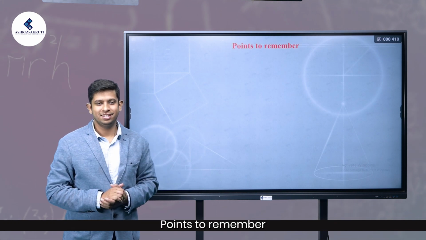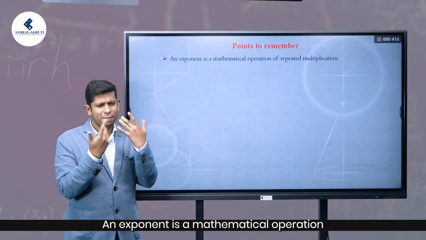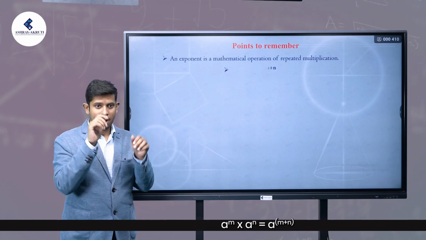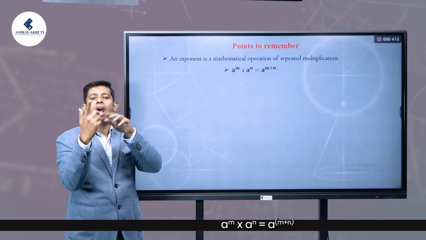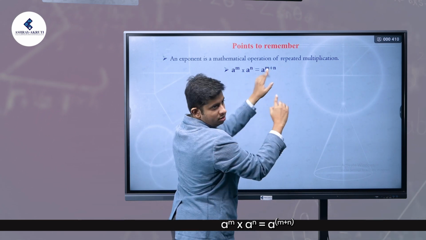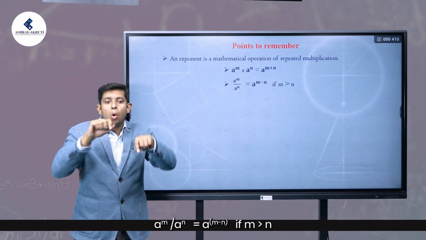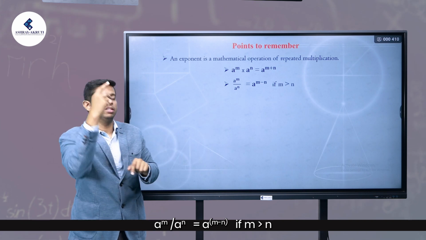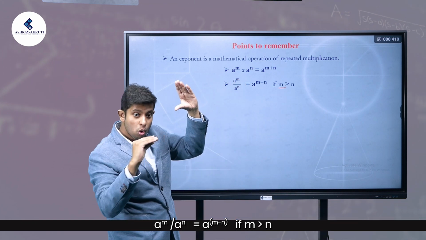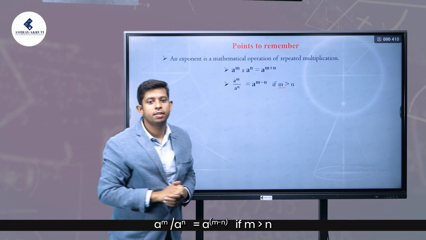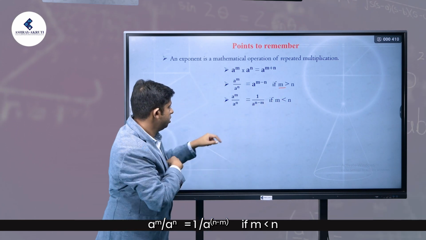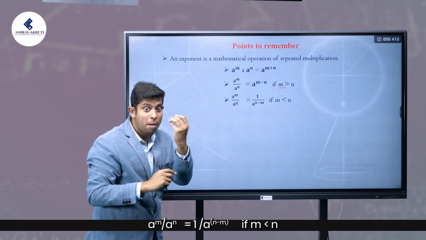Points to remember. An exponent is a mathematical operation of repeated multiplication. a to the power of m into a to the power of n is equal to a to the power of m plus n. a to the power of m by a to the power of n is equal to a to the power of m minus n if m is greater than n. a to the power of m by a to the power of n is equal to 1 by a to the power of n minus m if m is lesser than n.